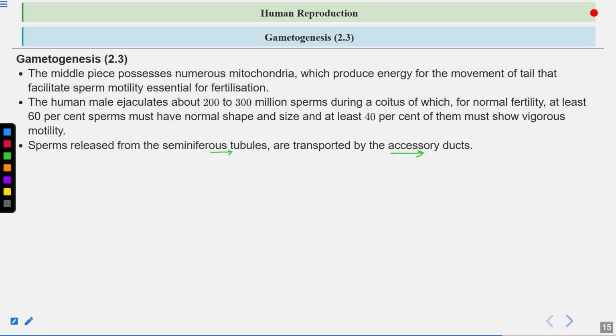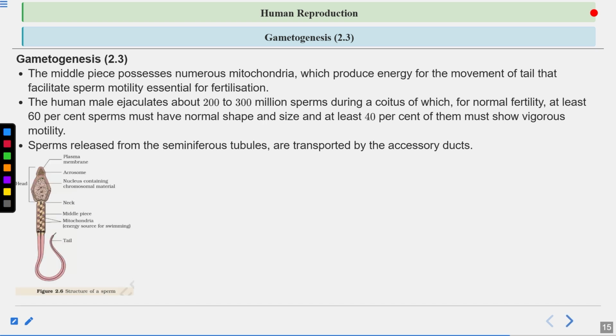In epididymis, what happens? There is storage and maturation of the sperm. So storage and maturation of sperms occur in the epididymis. Then from the epididymis, the sperms are transported by the vas deferens, and the vas deferens is connected to the duct of the seminal vesicles, which forms the ejaculatory duct, and from the ejaculatory duct, the sperms are transported to outside of the body through the urethra.